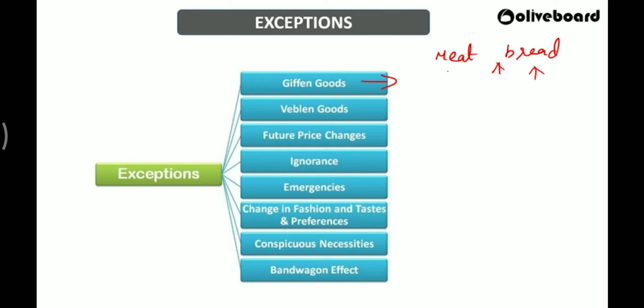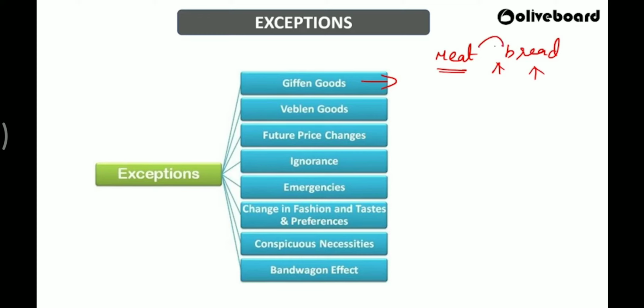Why? Because people were not able to afford meat. Meat price also increased, but they were not able to afford it. What they could afford to buy was bread. So that is why even though price increases, people are ready to buy bread, because that is their necessity.